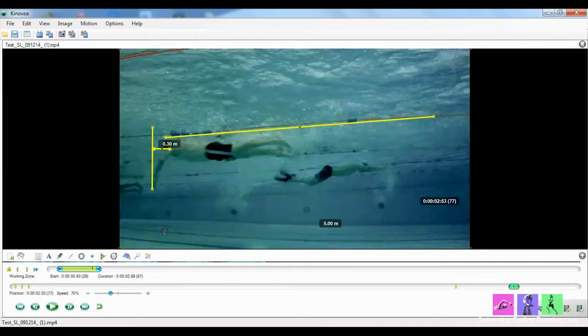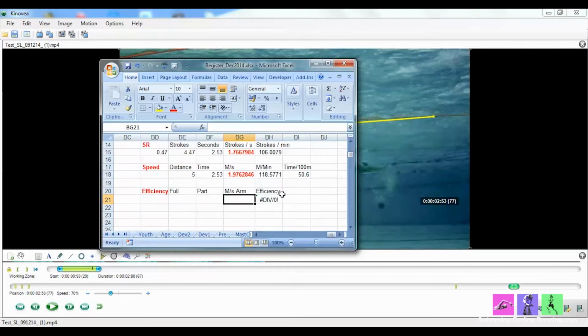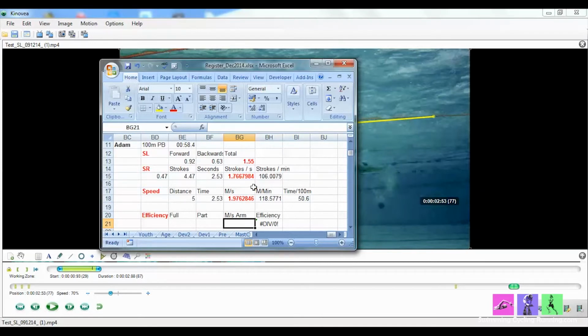Really it is 0.3 that we've got to reduce off that. So we've got 0.77 minus 0.3, and that's the extent of the next stroke he's taken. So the strokes he's taken is 4.47. We know that the seconds he's taken is 2.53, and that gives us 1.76 strokes per second. Now from that we can start working out his efficiency. We've got all the information we actually need.